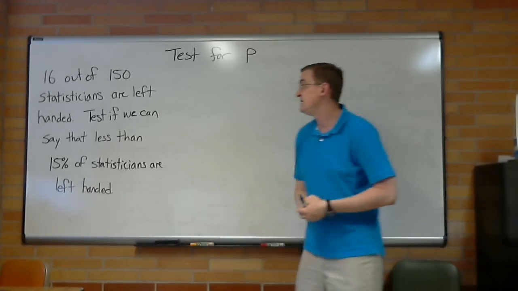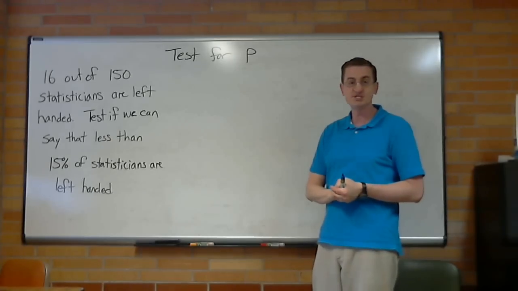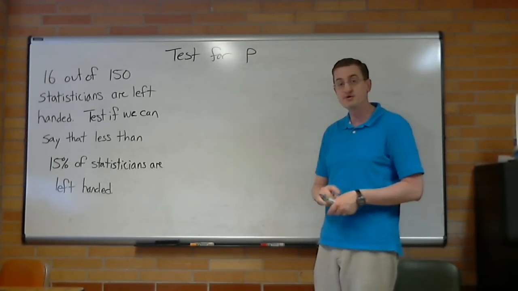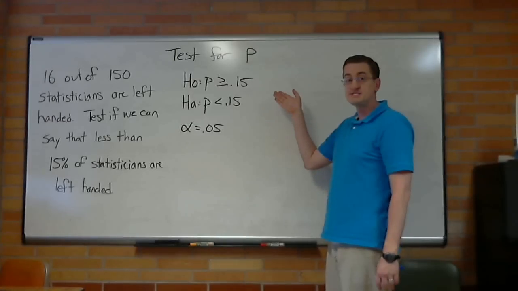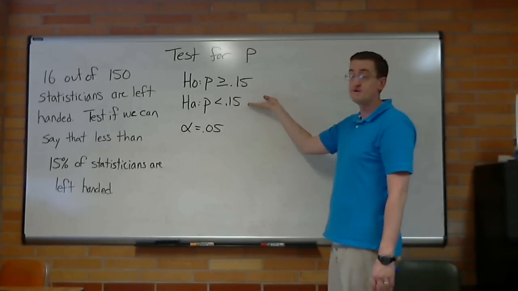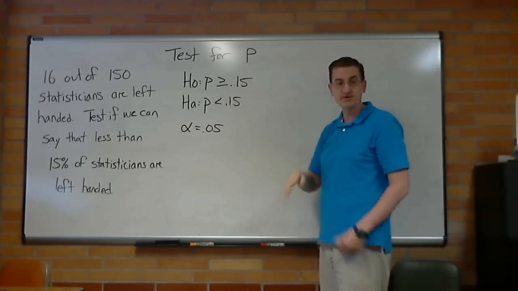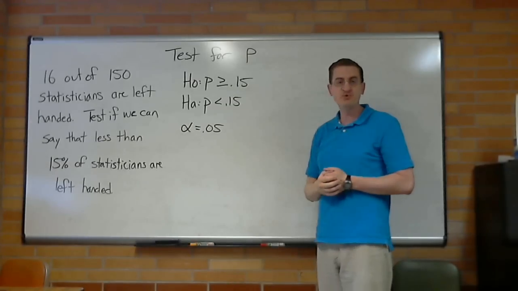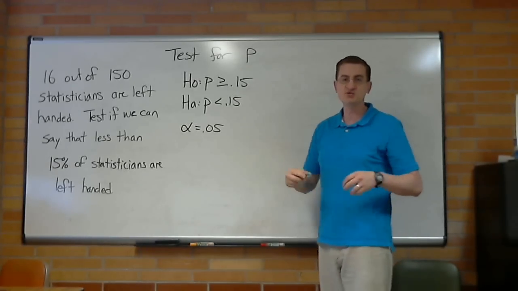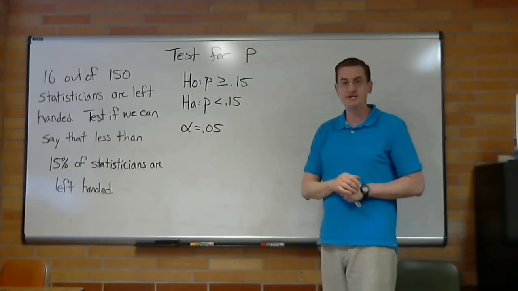We want to test if less than 15% of the statisticians are left-handed. So what's my null and alternative? It said less than 15%. There's no equal sign, so that has to be the alternative. The null would be greater than or equal to. We're going to use an alpha of 0.05 just because I'm still trying to think of a good rhyme for the word do, and I didn't want to think about it.